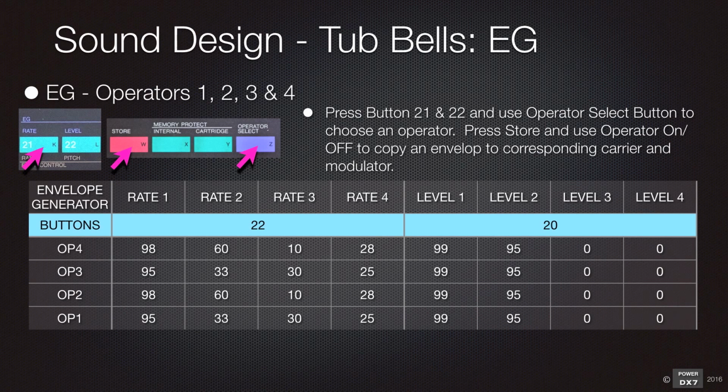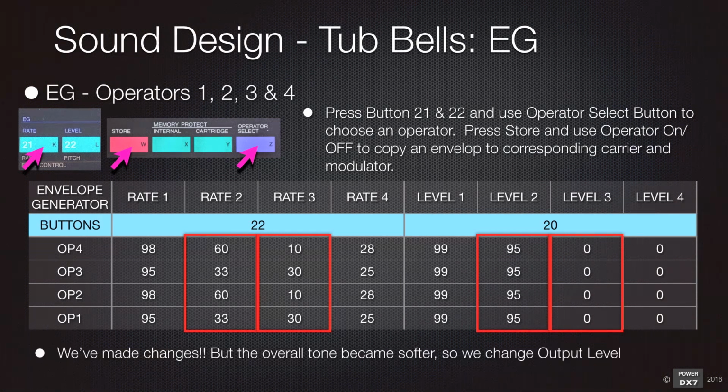Once completed, you can copy envelope data to operators 3 and 4. Make sure to copy operator 1 envelope to operator 3. Also, copy operator 2 envelope to operator 4. When you complete copying, you will notice that the overall sound becomes softer.